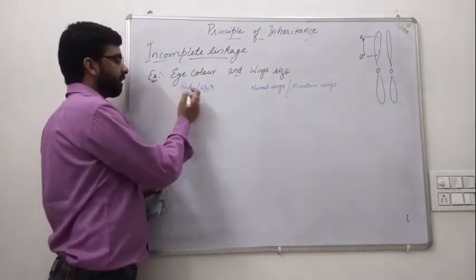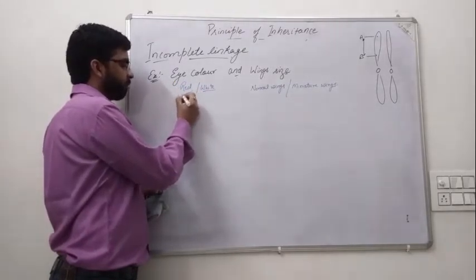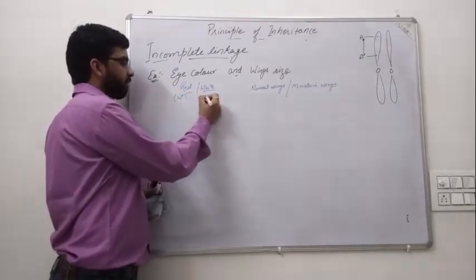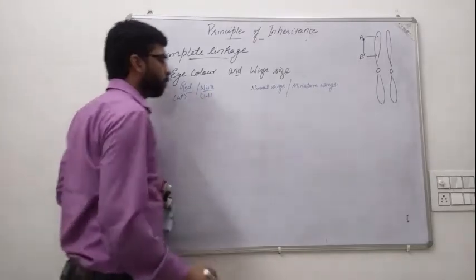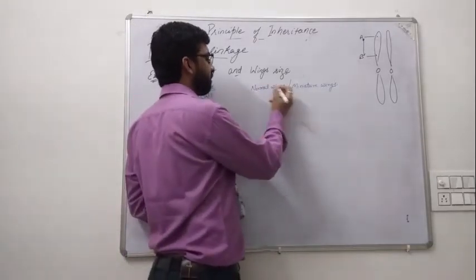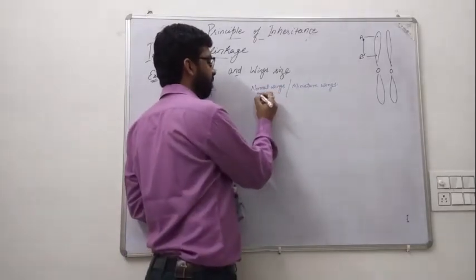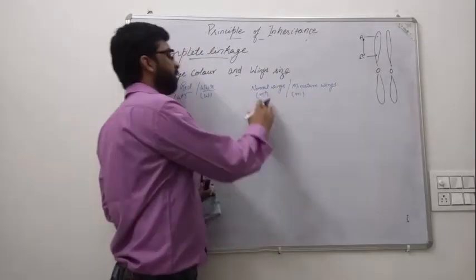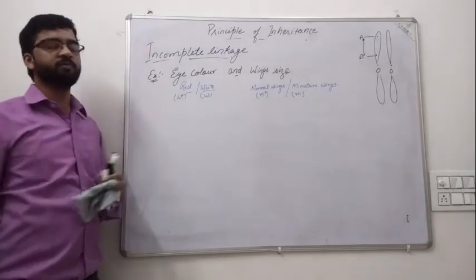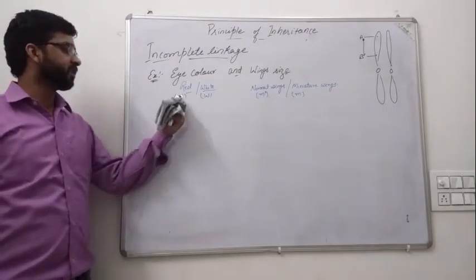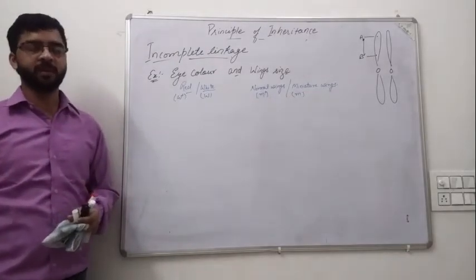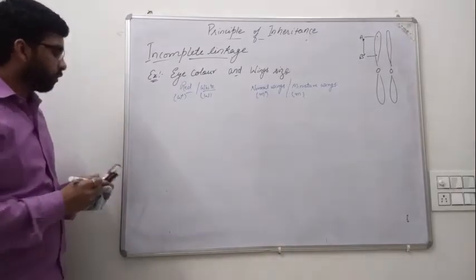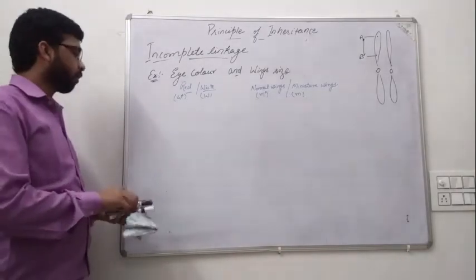Here we denote red eye color as W positive and white as W, whereas normal wings are represented by M positive and miniature by M. M positive and W positive are both dominant characters, and we represent a dominant character with a plus sign. So we will do a cross.